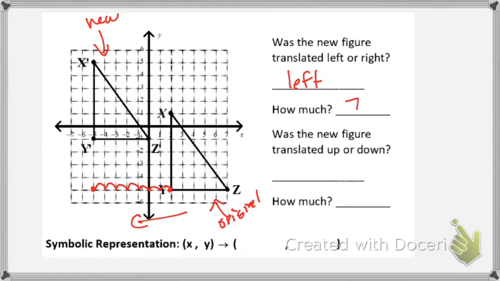So it went to the left 7 times, and then it went up, because you can obviously see that it went up. How many times? 1, 2, 3, 4. 4 times. So our algebraic representation will have our x, y first, our arrow, and then we'll say x, it went to the left, so left is minus 7, and y, up is plus, so we're going to put plus 4.